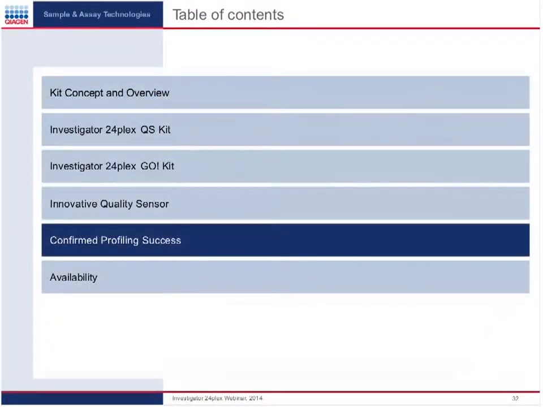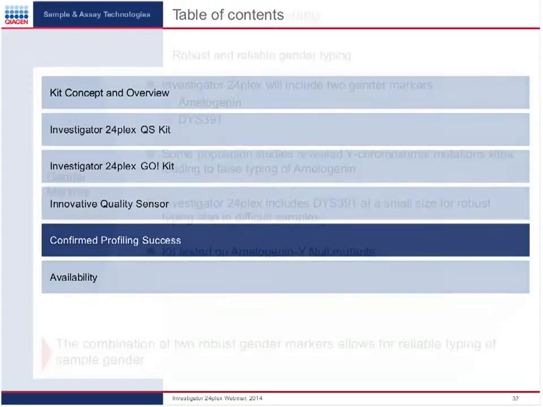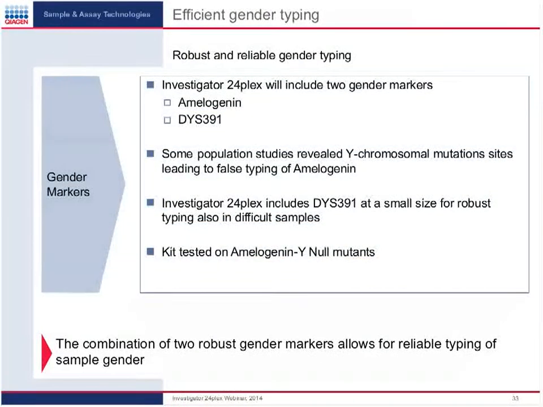Okay, the next topic is confirmed profiling success. First of all, I will introduce you to gender typing with the 24-plex. The 24-plex includes 2 gender markers: amelogenin and DYS391.